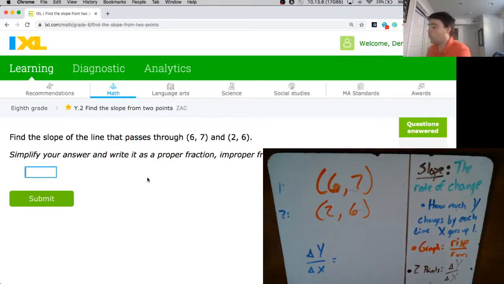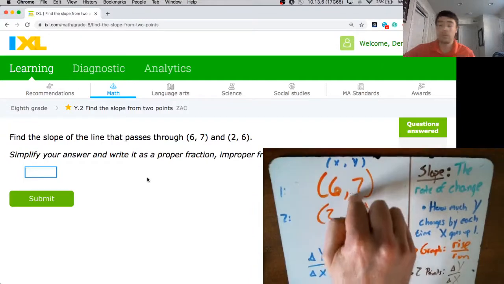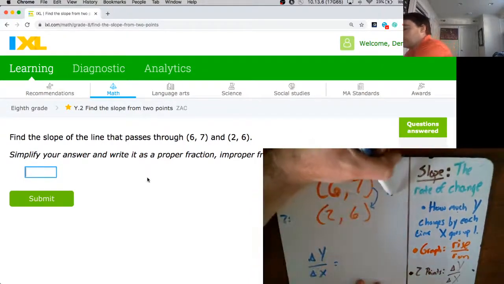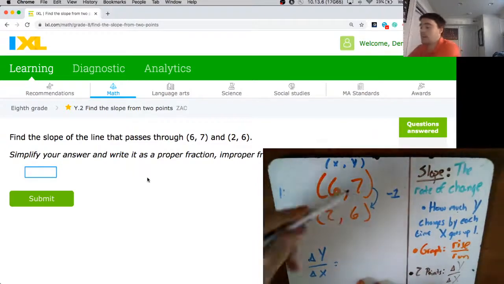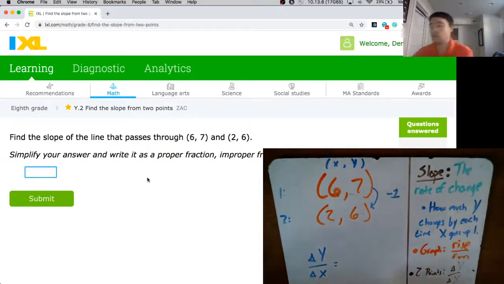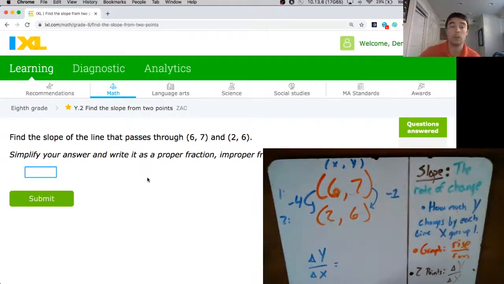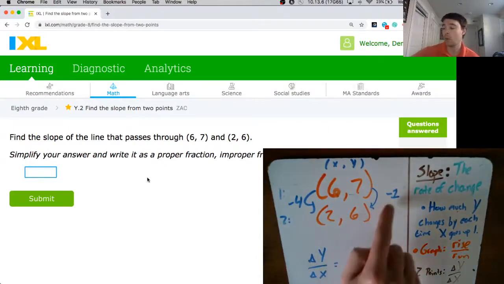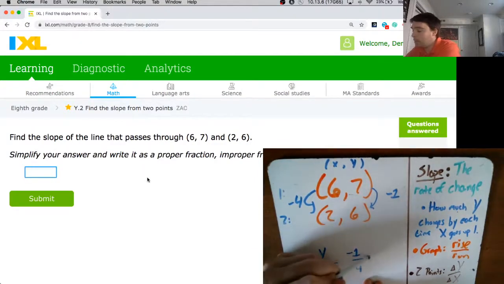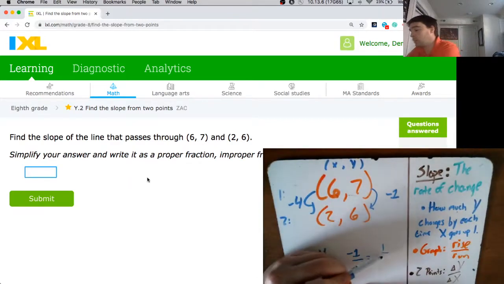This tells me that the y value, which is always listed second, right? The y value started out at 7, and it traveled down to 6, so the y value has lost 1 unit. And during that time that the y value lost 1 unit, the x value traveled from 6 to 2, so that also decreased, a negative. It decreased by 4 units to go from 6 down to 2. So here for my slope, my y change was -1, my x change was -4. A negative divided by a negative is going to give me a positive, so this gives me 1 over 4.